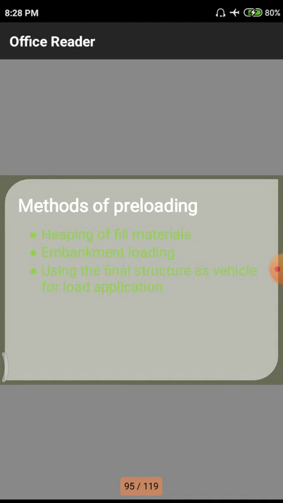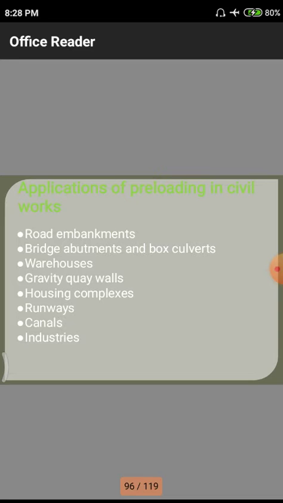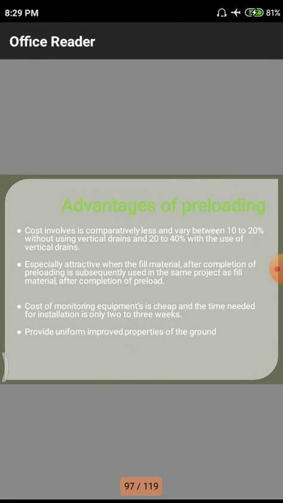Next are the methods of preloading. The first one is heaping of the fill material, which means we need to heap the top layer. After that we use embankment loading and other methods. And what are the applications of preloading? That means where we need to implement these techniques. Mainly there are 8 constructions. The first one is road embankment. Next are bridge abutments and culverts, warehouses, gravity walls, housing complexes, runways, canals, and industries. All of those I explained in the previous class.